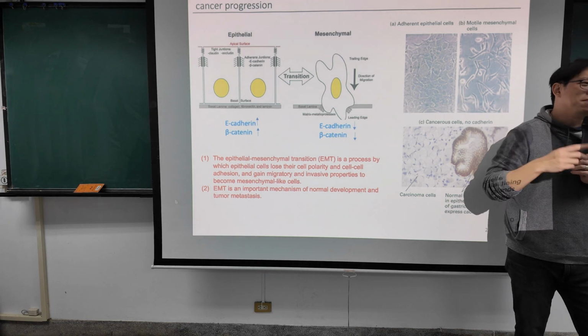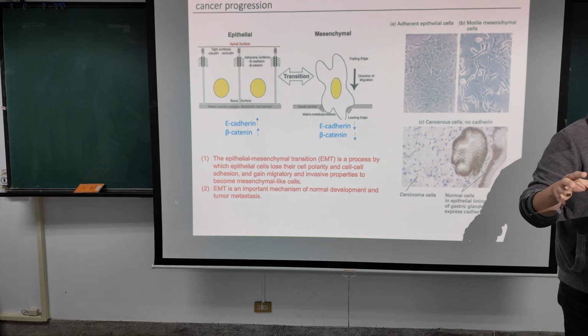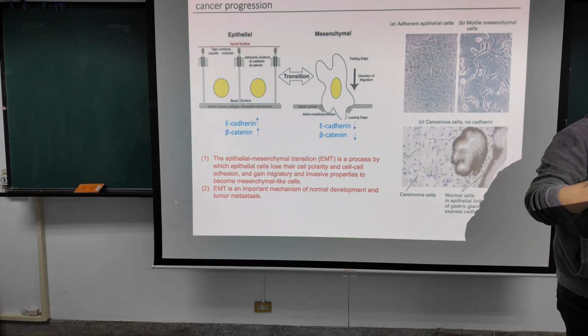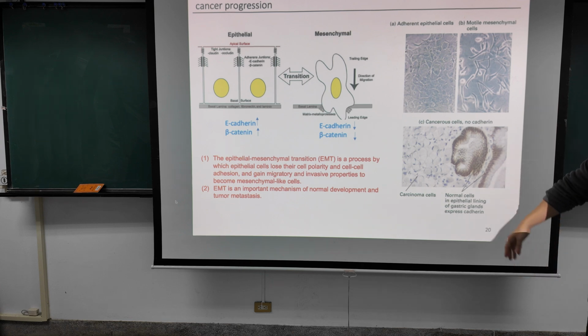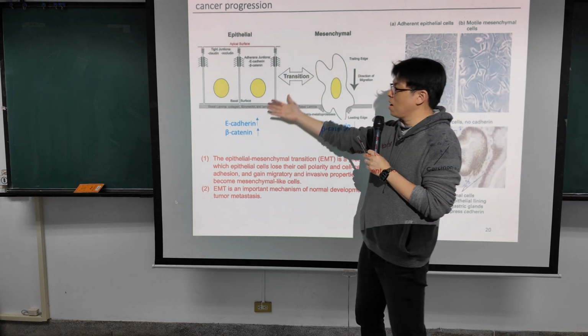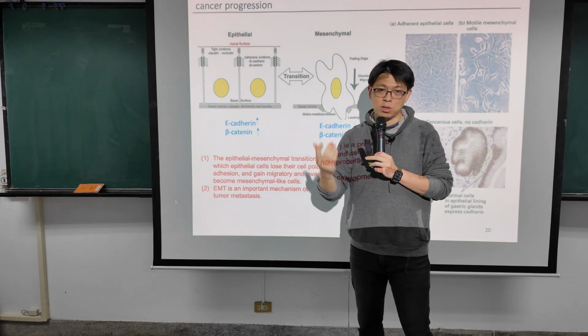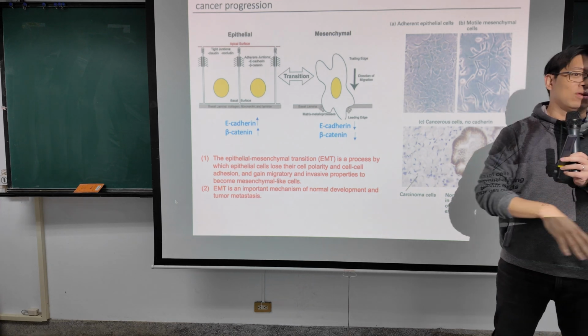Some people believe EMT is the mechanism of tumorigenesis. It's the initial step of tumor formation, a critical step while a normal cell becomes a cancer cell. For a normal cell, they have good E-cadherin and good beta-catenin, so they can form a good adherens junction. That is why they can form a beautiful junction there and do their job.